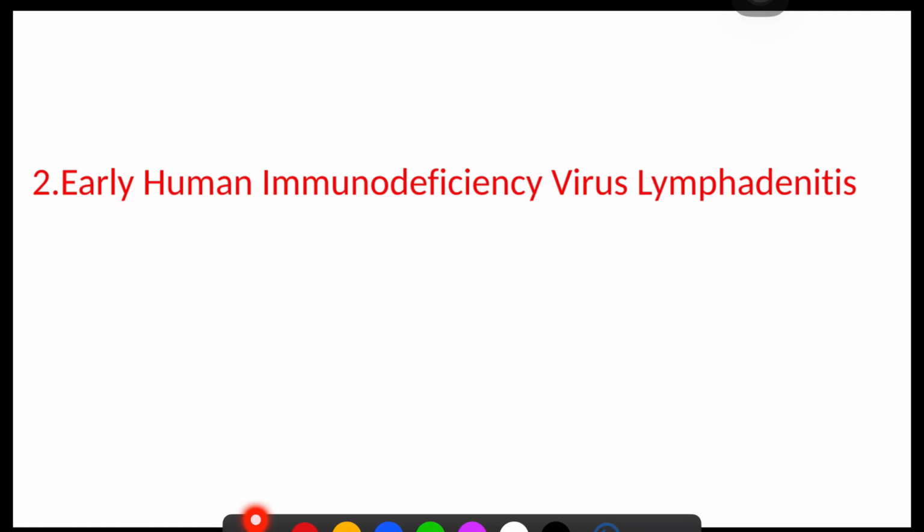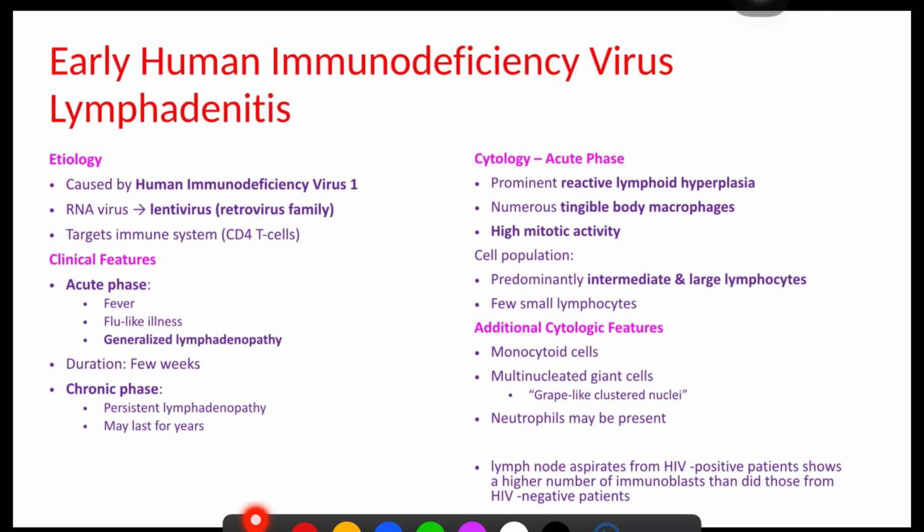Now second, early HIV lymphadenitis. Here it is caused by an RNA virus. It targets the immune system, mainly CD4 T cells. In the acute phase, the patient presents with fever, flu-like illness, and generalized lymphadenopathy. Duration may be a few weeks, and the chronic phase is suggested by persistent lymphadenopathy and may last for years.